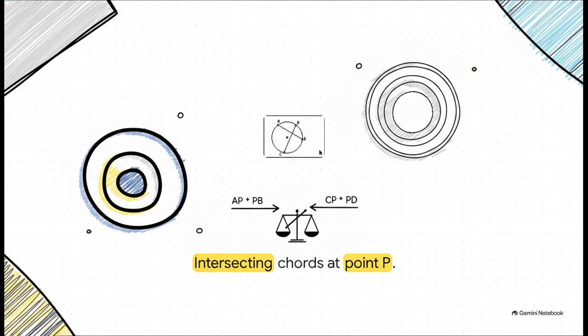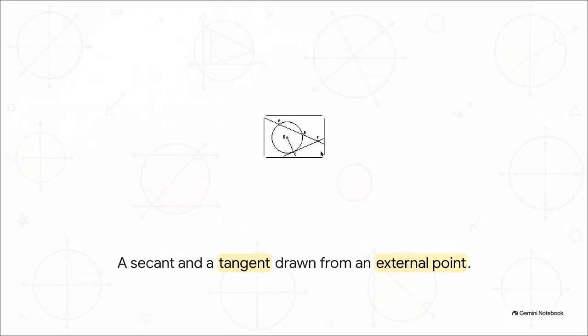The chord-chord product theorem tells us that the product of the segment lengths of one chord will exactly equal the product of the segment lengths of the other. Simply put, if you multiply the length of part AP by part PB, you will get the exact same number as when you multiply part CP by part PD. It's this gorgeous, perfect internal balance. Now, let's completely flip the scenario. Picture a point sitting completely outside the circle.